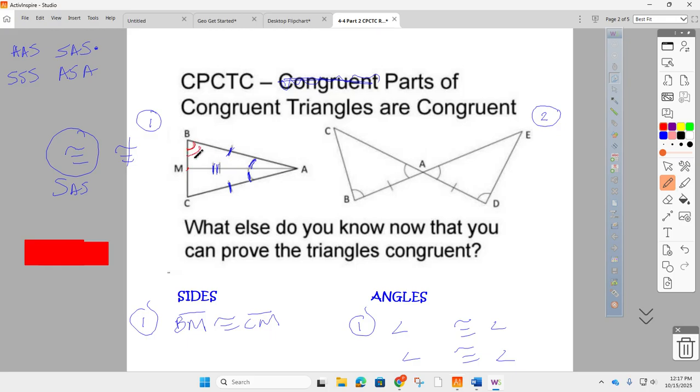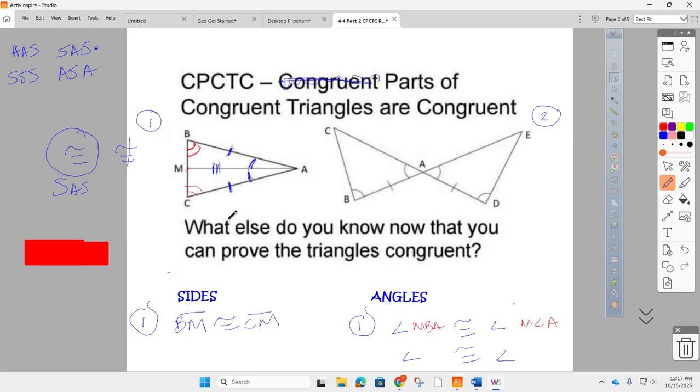So what's congruent to MBA? MC what? Yes, MCA. So angle MBA is congruent to angle MCA.